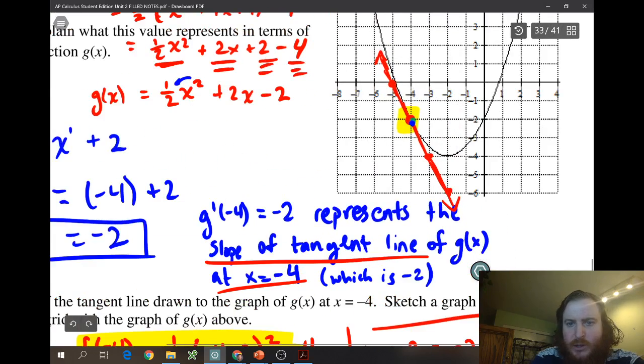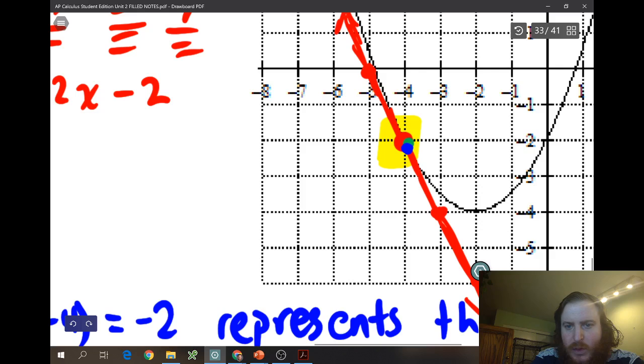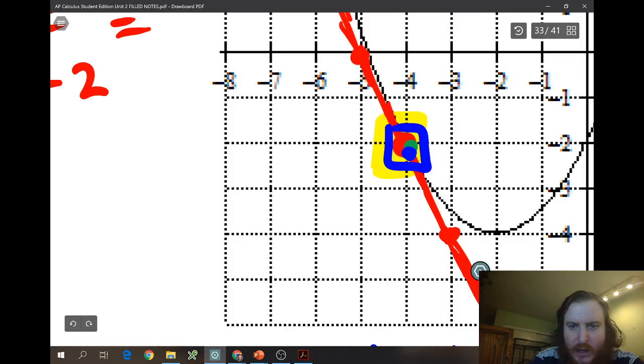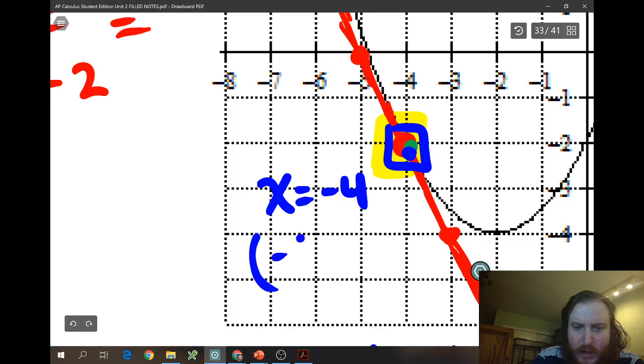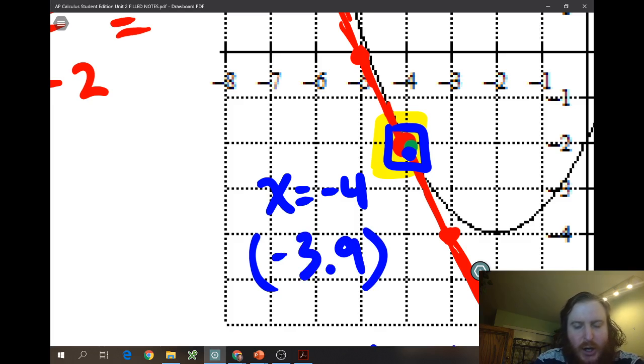If we zoom in here, these two lines almost look like they're overlapping. So anything that was really close to x equals -4, that's what we plugged in. We did -3.9. That's really close to -4. It's a good approximation. It's very, very close.